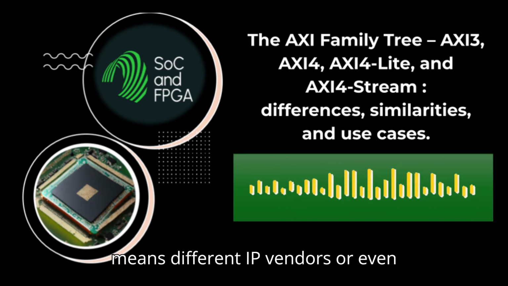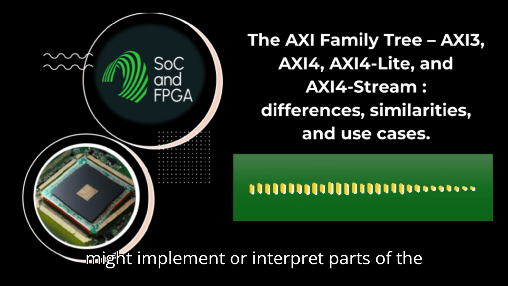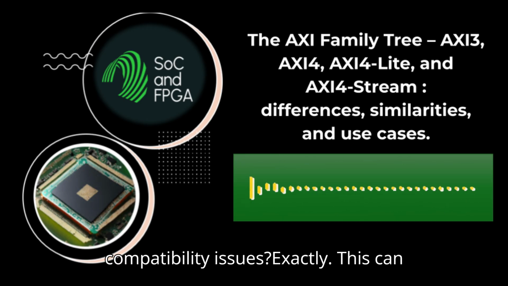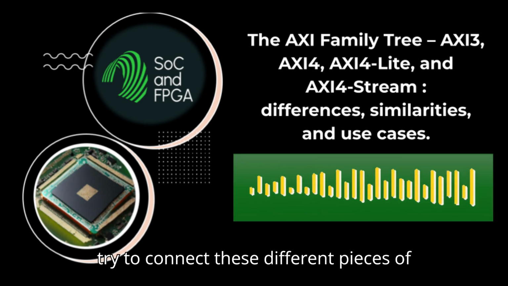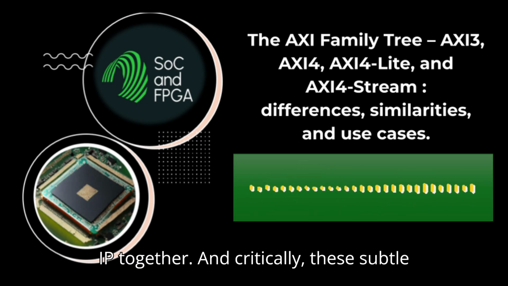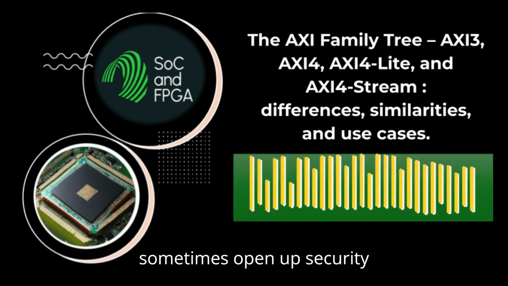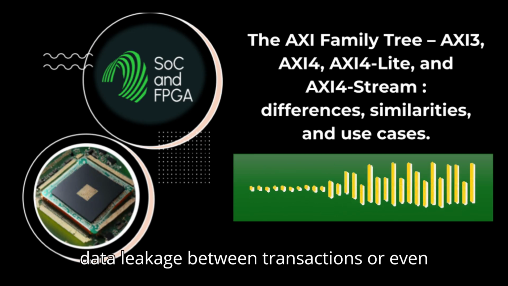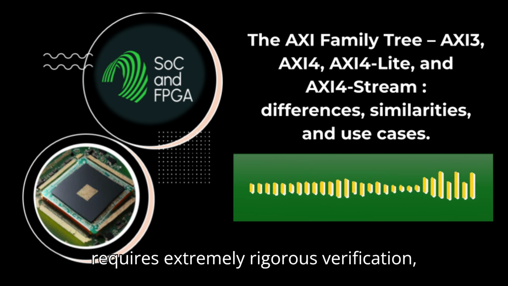This means different IP vendors or even different teams within the same company might implement or interpret parts of the protocol subtly differently. Compatibility issues. Exactly. This can lead to tricky functional bugs when you try to connect these different pieces of IP together. And critically, these subtle mismatches or misunderstandings can sometimes open up security vulnerabilities, things like unintended data leakage between transactions, or even memory corruption possibilities. This requires extremely rigorous verification.